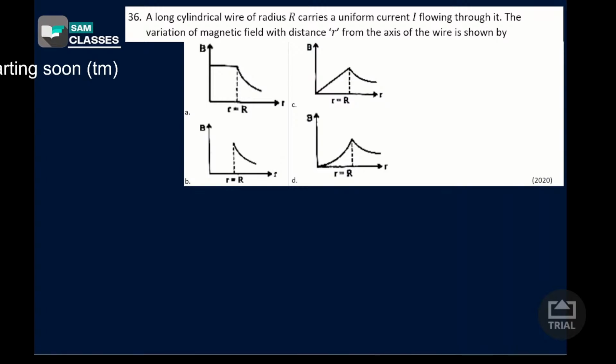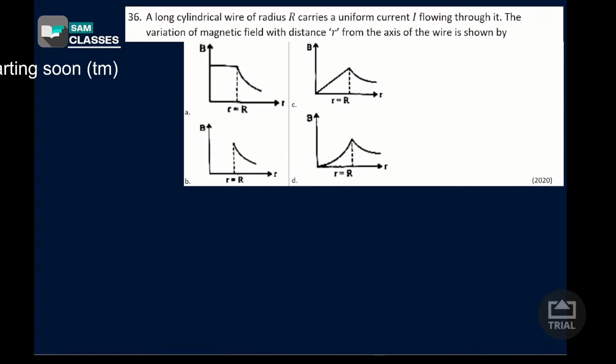Chalo, let's decode this question. Very simple, very easy. Not much difficulty here, but let's see the ways to solve it. First let's read the question, everybody along with me. What they're telling in this question is: a long cylindrical wire of radius r. So one big long wire is there.